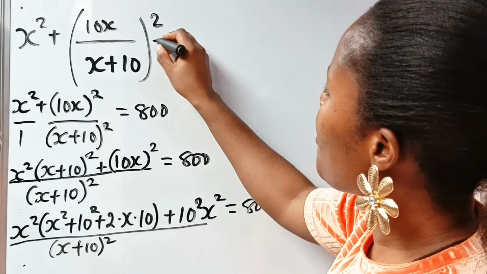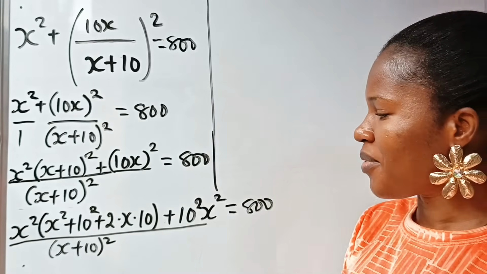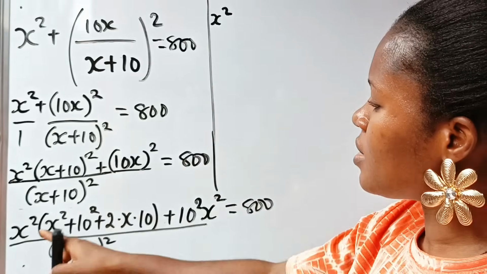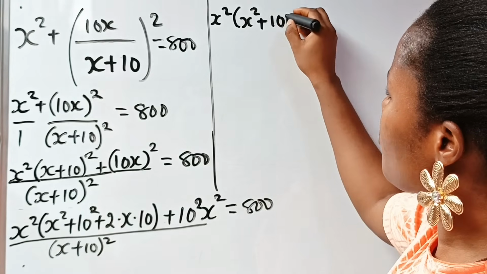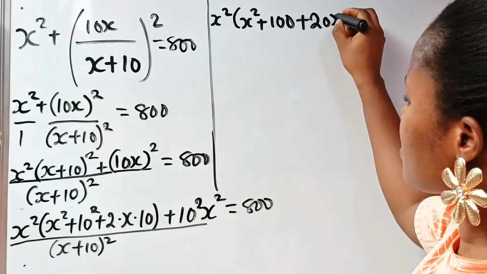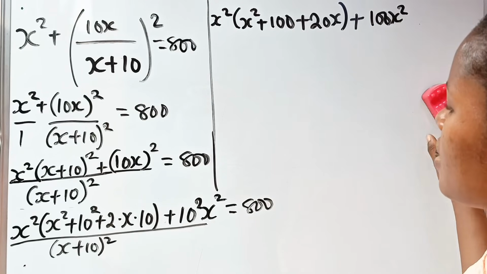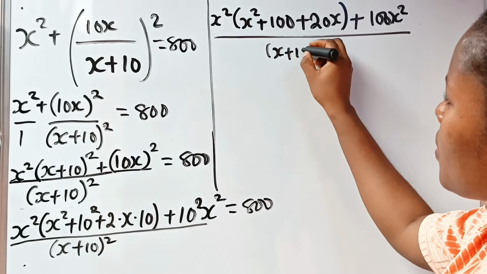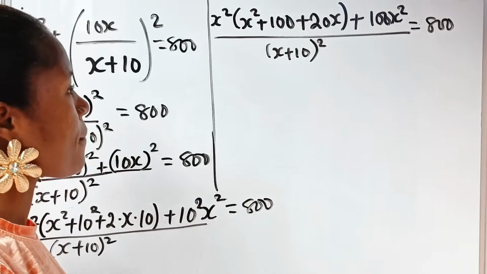All right, I hope you are enjoying this. Now let's solve further. We have x squared, bracket, x squared plus 10 squared, which is 100, plus 2 times 10 times x, which is 20x, plus 10 squared, which is 100, so we have 100x squared. Everything divided by x plus 10 to the power of 2 is equal to 800.